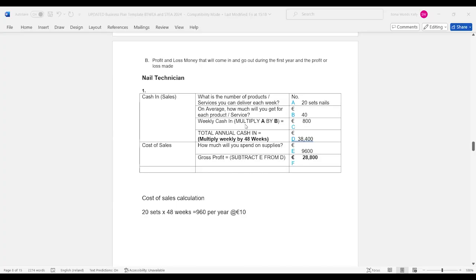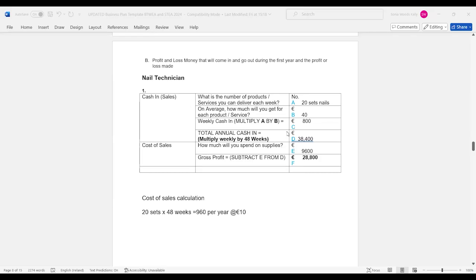The next part of the finance section, part B, requires you to do a prediction or a forecast of your profit and loss for the first year of trading. So what you need to do is make a reasonable prediction of the money you expect to come into your business, which will be your sales or your income, and also the money going out of your business, which will be your costs or expenses.